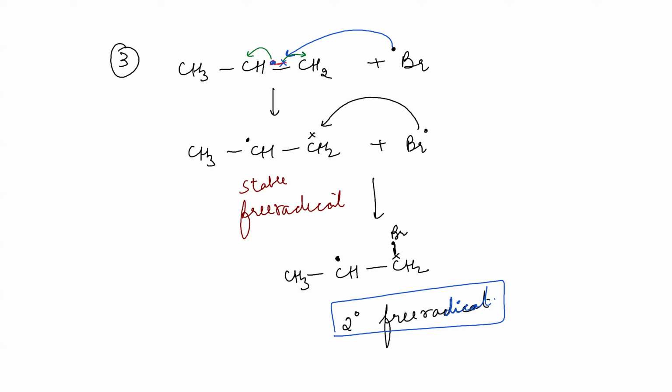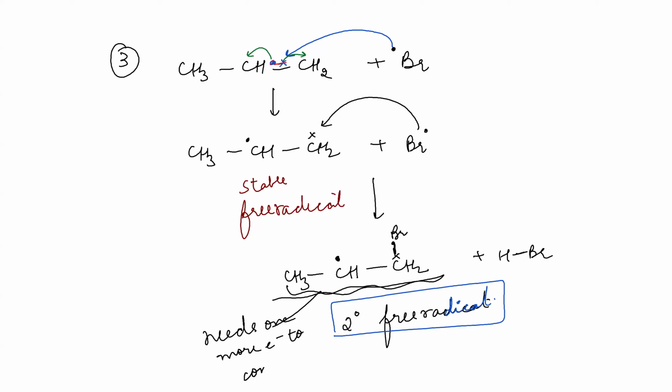Got it? Now, what happens is we have another molecule HBr. Again, this free radical now needs one more electron to complete its octet. Yes or no? Got the point? And then when this attacks, it is actually going to break the bond in such a way that we'll have what?